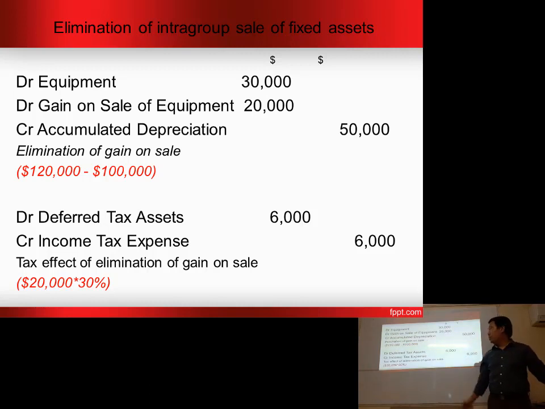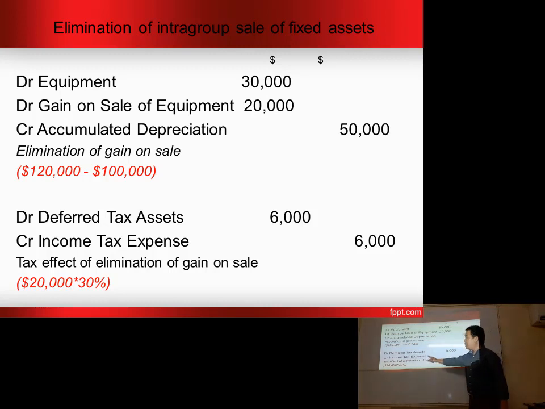Then afterwards, you have to determine the tax effect. The tax effect will be like this. $6,000 for deferred tax asset and then credit income tax expense.